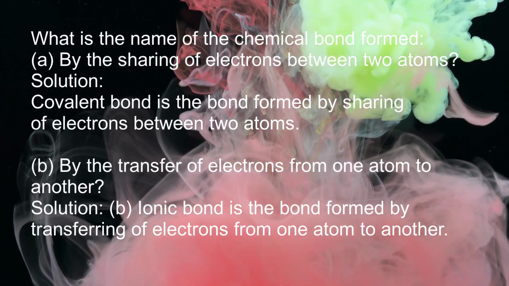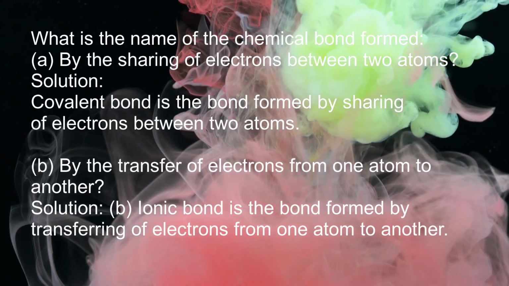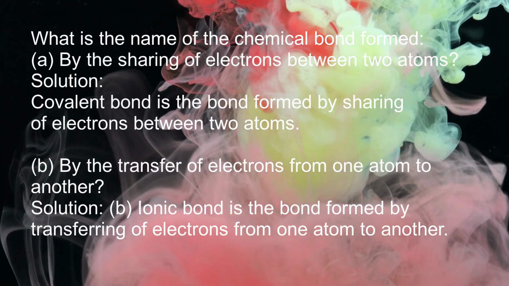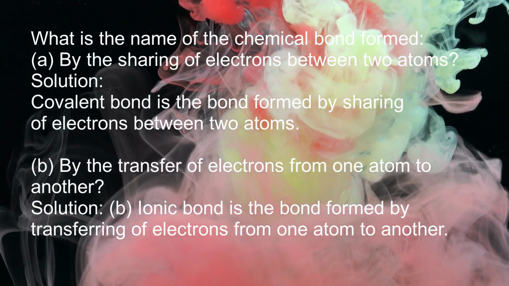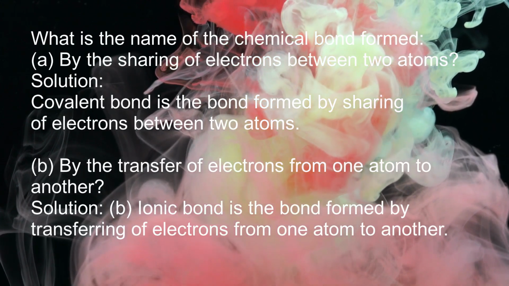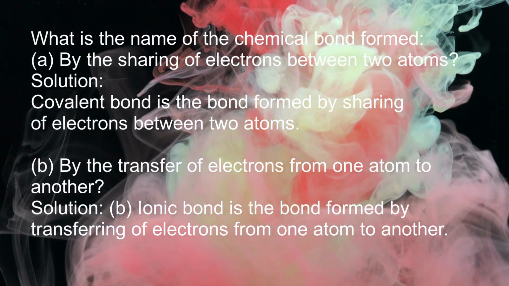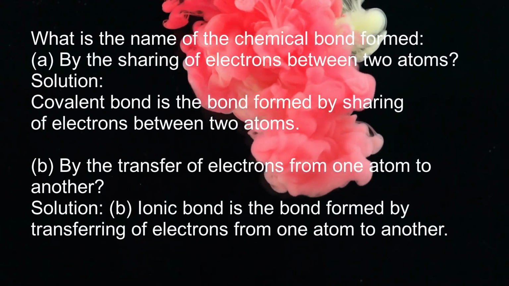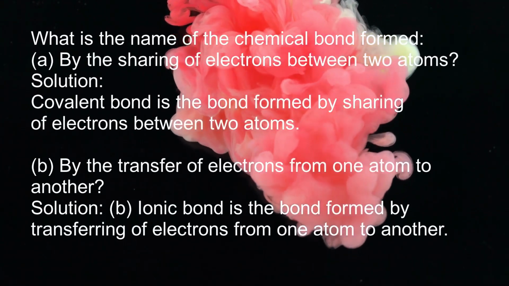What is the name of the chemical bond formed by the sharing of electrons between two atoms? Solution: covalent bond is the bond formed by sharing of electrons between two atoms. By the transfer of electrons from one atom to another? Solution: ionic bond is the bond formed by transferring of electrons from one atom to another.